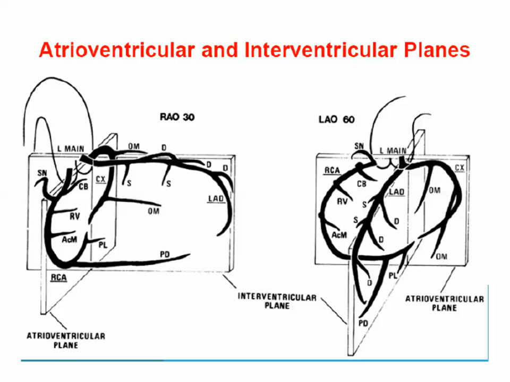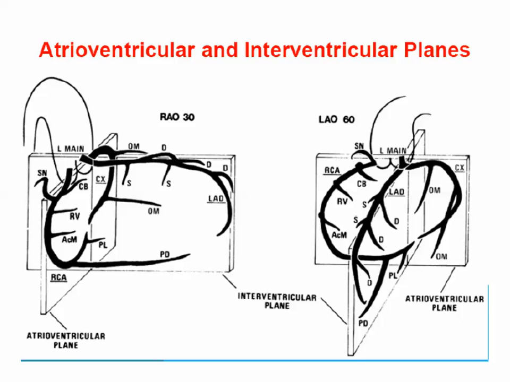Okay? Here, what's this? LAO, so it's the short axis. What do you expect from the short axis? The two planes: this is the horizontal plane, the atrioventricular plane. And this is the vertical, the interventricular plane. Okay? So what will be this? The walls first: septum, anterior, lateral, inferior of the LV. Okay?